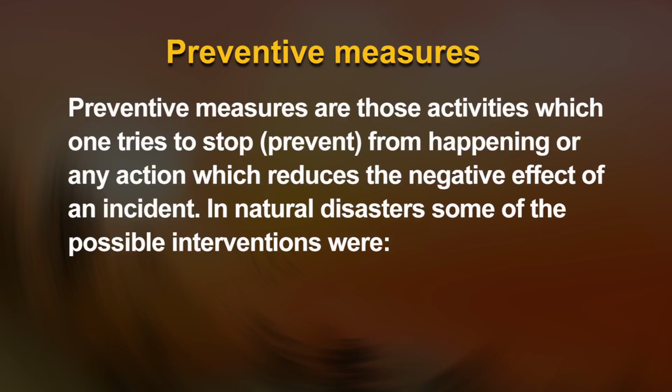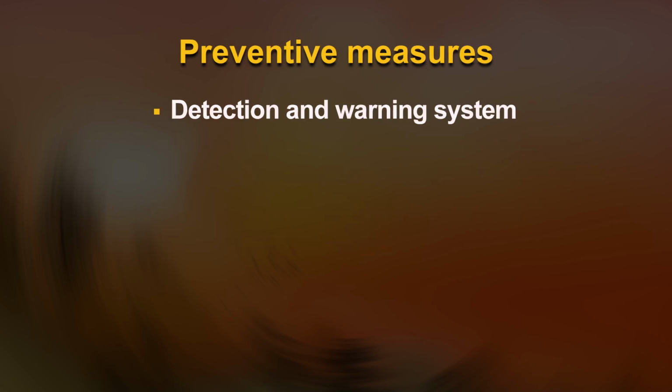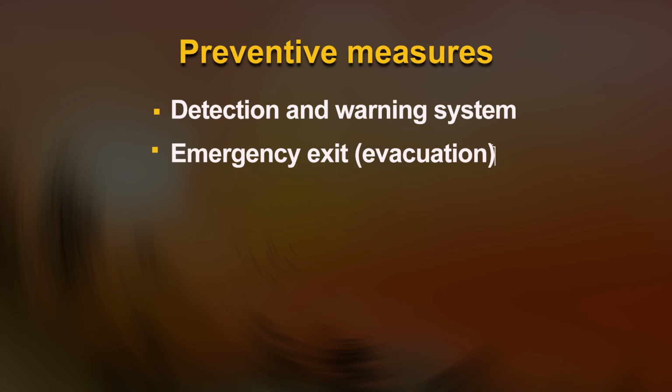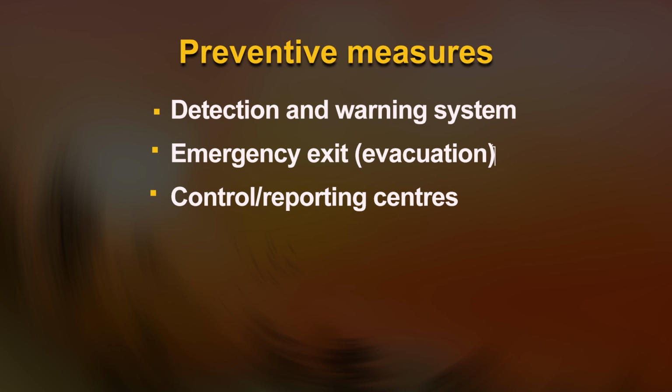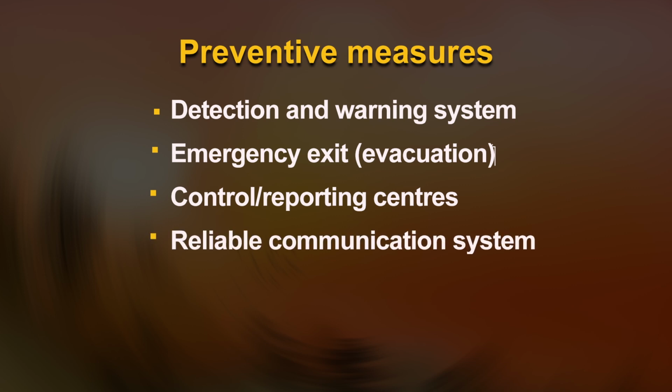What are the preventive measures to deal with natural disasters? Preventive measures are those activities which one tries to stop or prevent from happening, or any action which reduces the negative effects of an incident. In natural disasters, some of the possible interventions are a detection and warning system. There can be emergency exit or evacuation of people. We may need control and reporting centers which can tell you about natural disasters.